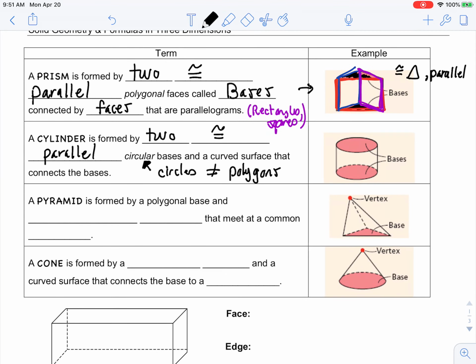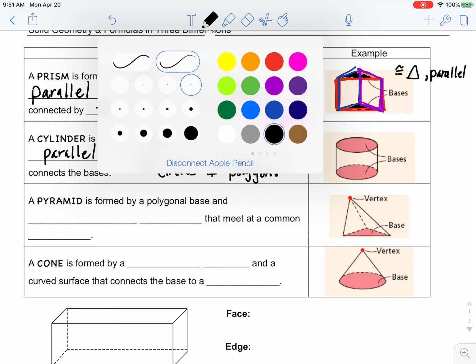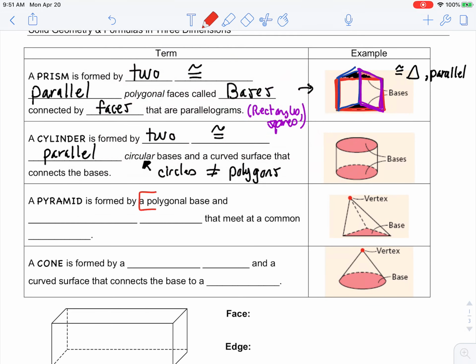Okay, then we have a pyramid. A pyramid is formed by having one, and I do want to emphasize that, a pyramid only has one polygonal base. Okay, just emphasize that. And then it has triangular faces that all meet at a common point called the vertex.